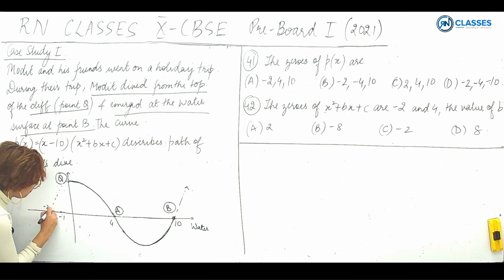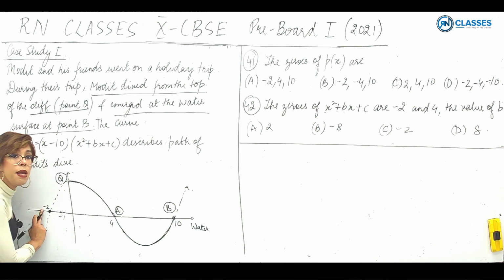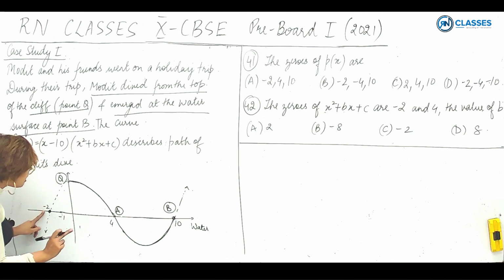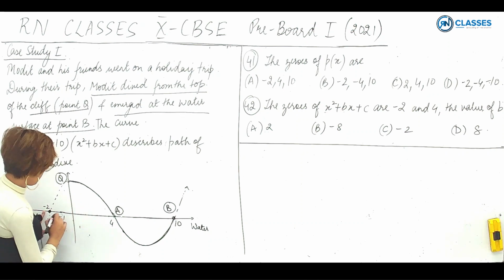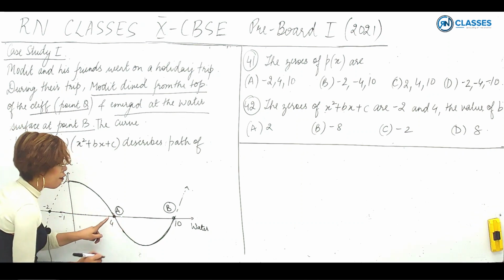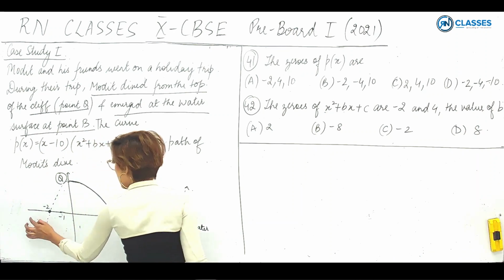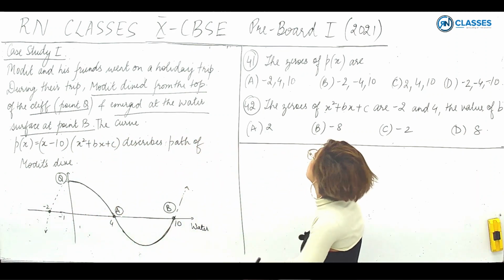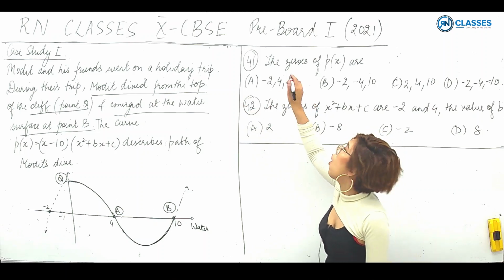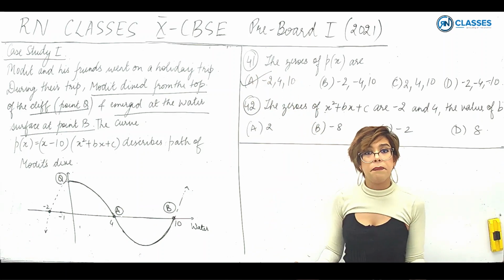One is happening here, right? And this point is clearly -2, 0. So, -2 is the zero. Then, point of intersection here, 4 is the zero. Point of intersection here, 10 is the zero. So, -2, 4 and 10, these are the zeros, as in option A is the correct one.